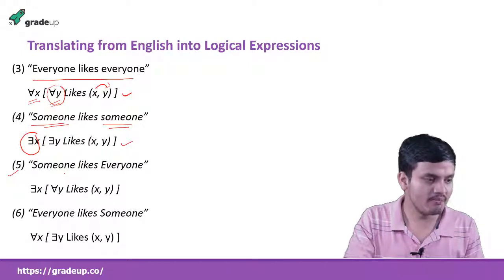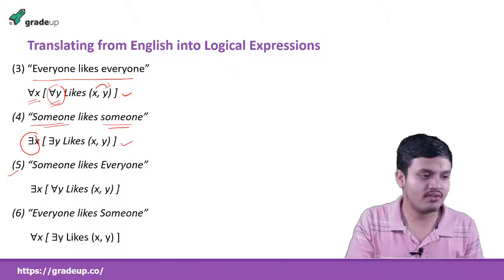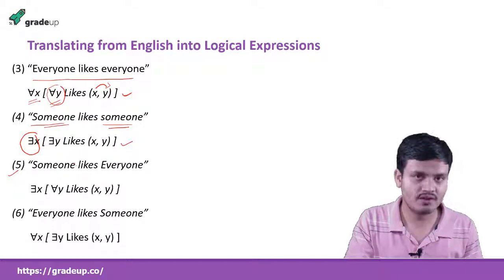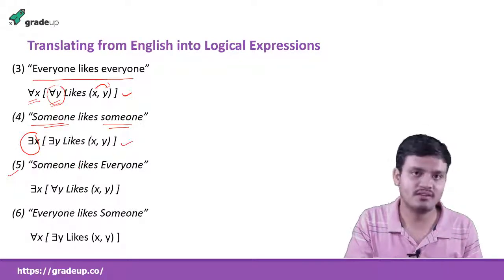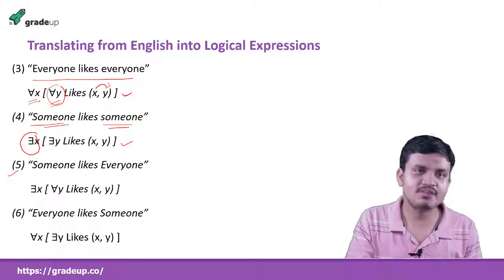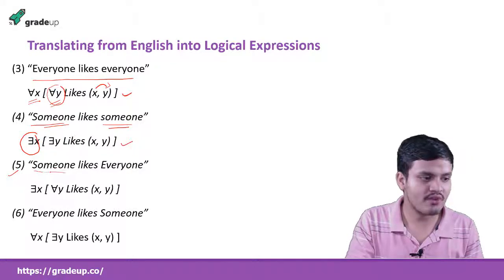Fifth example. Someone likes everyone. So there is someone who likes everyone. Like we have seen, Rahul likes everyone, in the previous example. So it is like that. So someone likes everyone: there exists an x such that for all y, Likes(x, y). So x likes everyone. That is the translation.